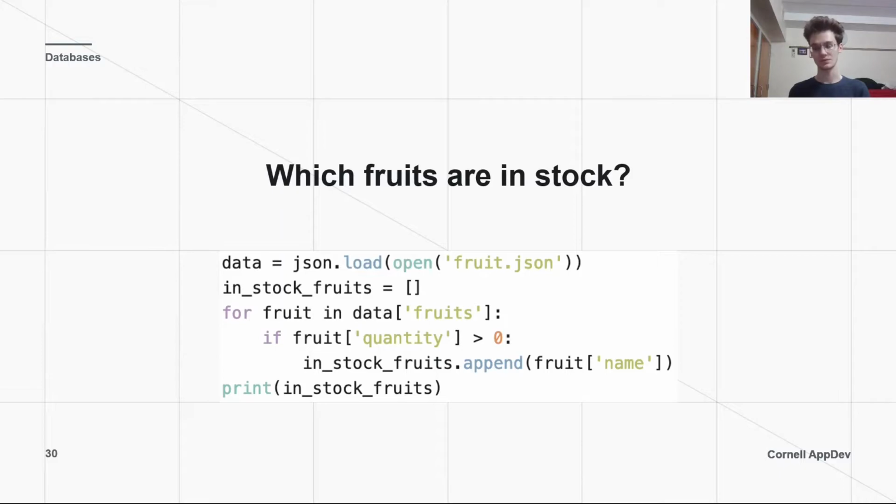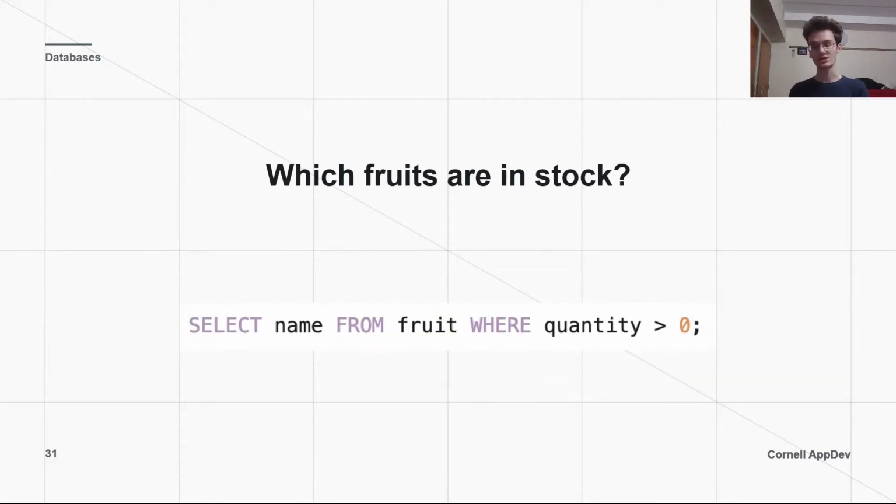If we wanted to see which fruits are in stock in our grocery store example, we could write some code like this if we were storing all our fruit in a JSON file. We could open up the JSON file and iterate through all the fruits and build ourselves a list. We can also just ask the database this question. We can tell the database to select the name of each fruit from what fruit there are, where the quantity is greater than 0.